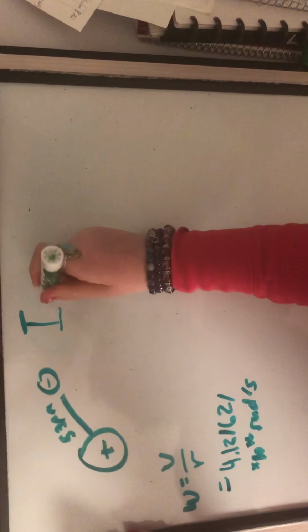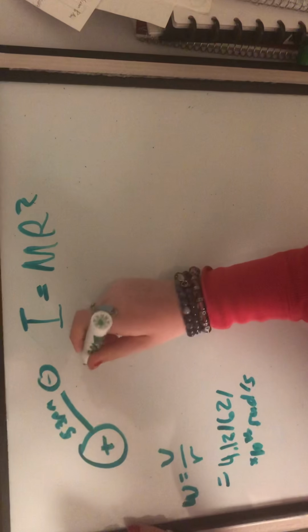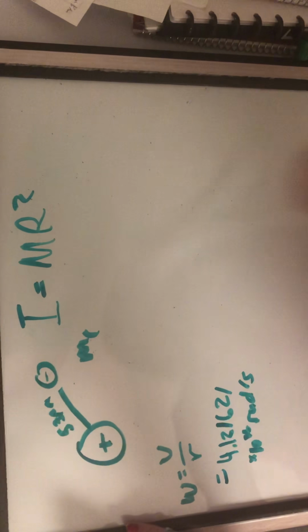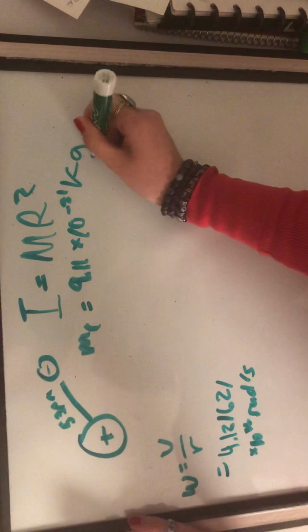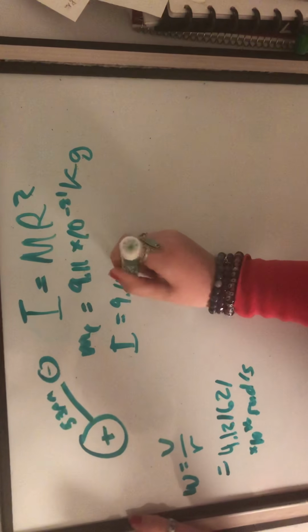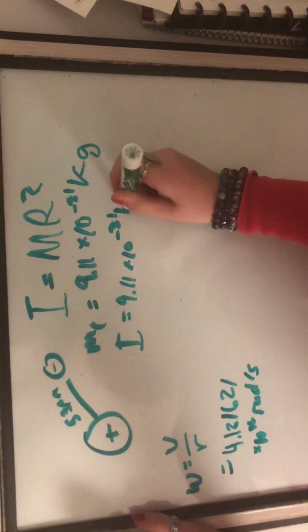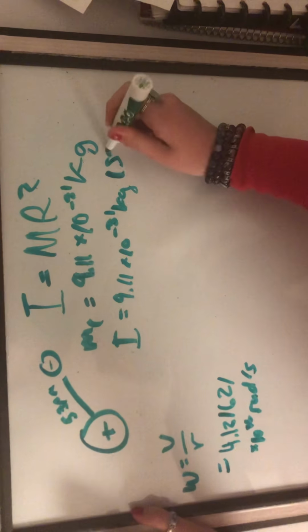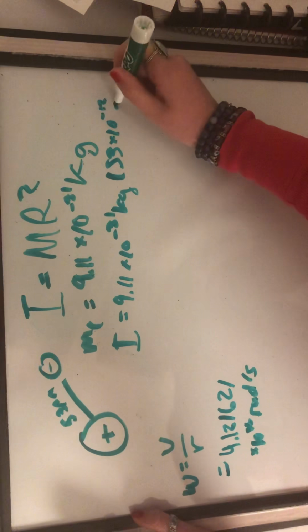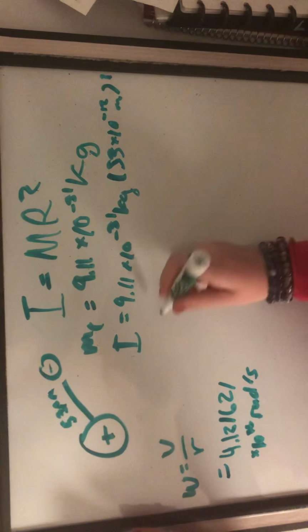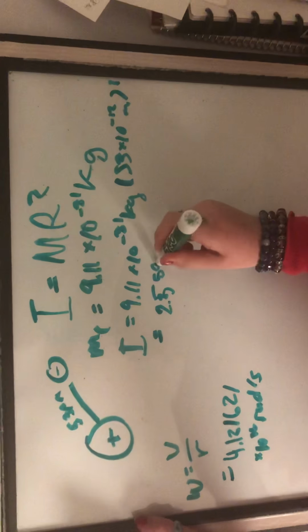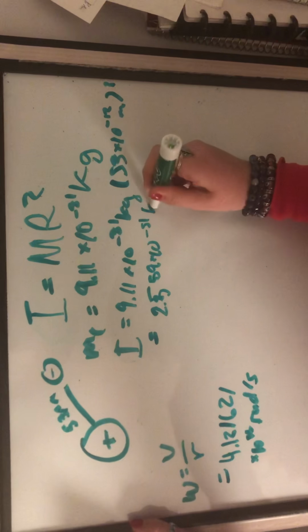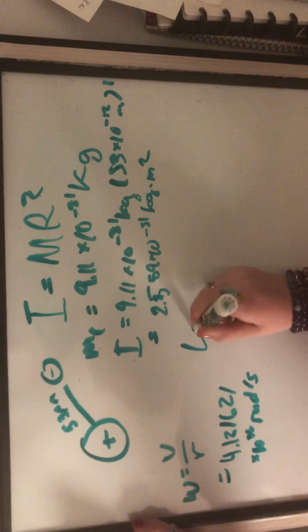So then we know that the moment of inertia, since this is a point particle, it doesn't really have a shape, is equal to mr squared. And we know the mass of the electron, which we stated earlier, is equal to 9.11 times 10 to the negative 31 kilograms. So I is equal to 9.11 times 10 to the negative 31 kilograms times the radius squared, which is 53 times 10 to the negative 12 meters squared, to get 2.559 times 10 to the negative 51 kilograms meters squared.